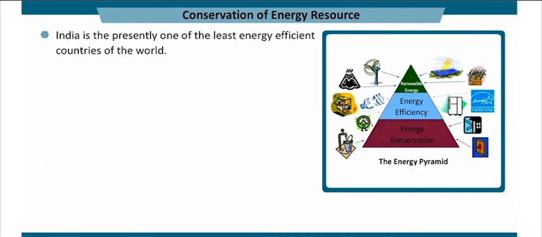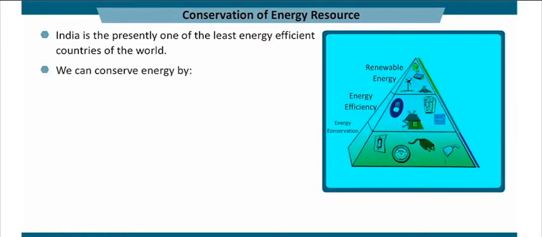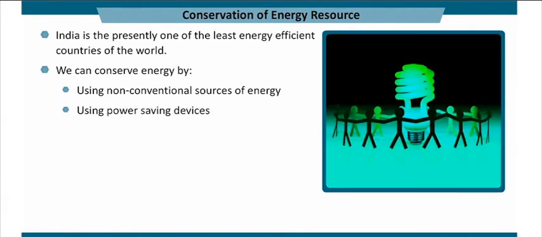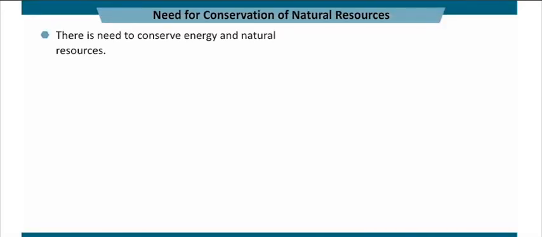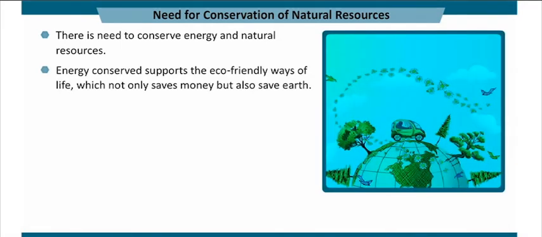India is presently one of the least energy efficient countries of the world. We can conserve energy by using non-conventional sources of energy, using power-saving devices, and using public transport systems in place of private vehicles. There is a need to conserve energy and natural resources. Energy conservation supports eco-friendly ways of life, which not only saves money but also saves the earth.